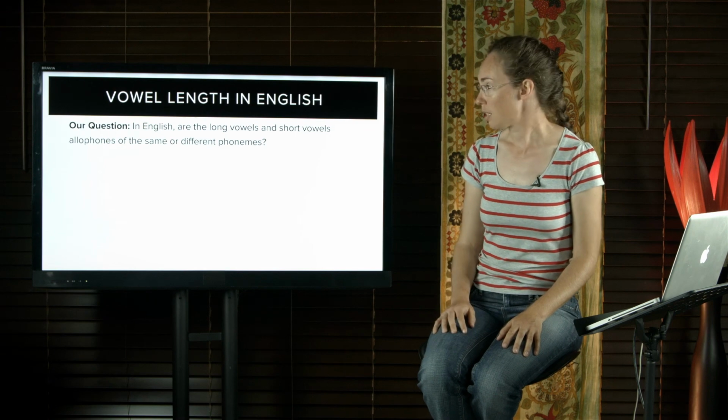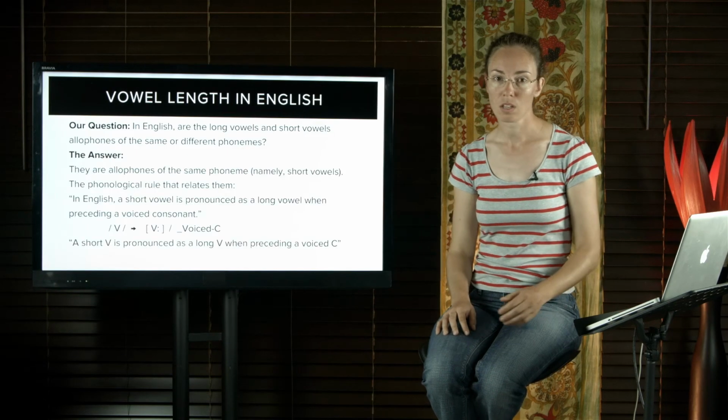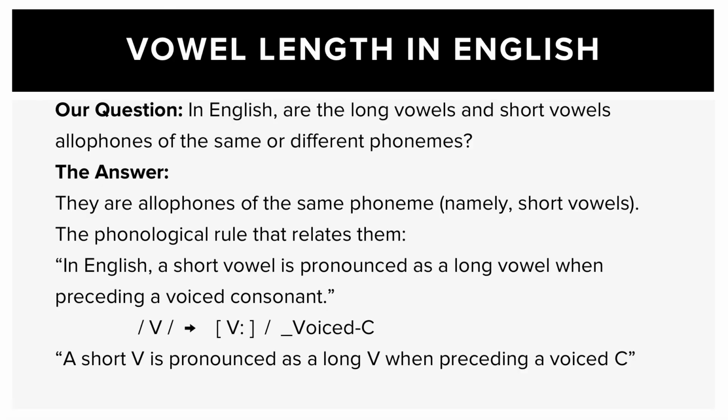So, our question is, in English, are the long vowels and short vowels allophones of the same or different phonemes? So the answer, they are allophones of the same phoneme, namely short vowels. The phonological rule that relates them is the following. In English, a short vowel is pronounced as a long vowel when preceding a voiced consonant.